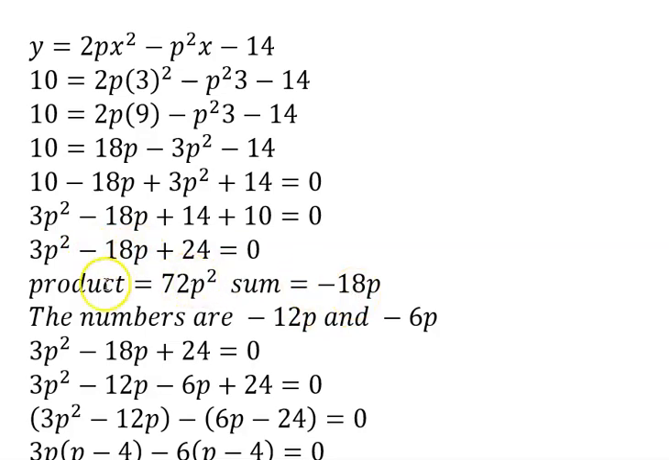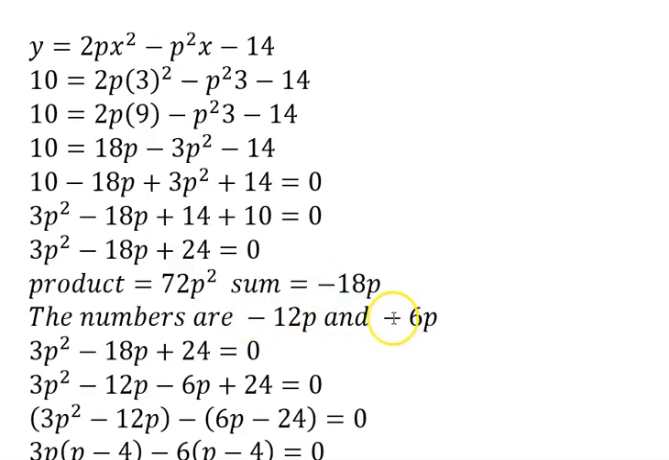Now, product simply means you are going to look for two numbers. If you multiply those two numbers together, it will give you 72p squared. That same pair, if you add it together, will give you minus 18p. So what are the numbers? You've made your job easier here. The numbers are minus 12p and minus 6p. Let's test run it. If we multiply these two numbers, will it give us this? And if we add them, will it give us this? Let's try and see.